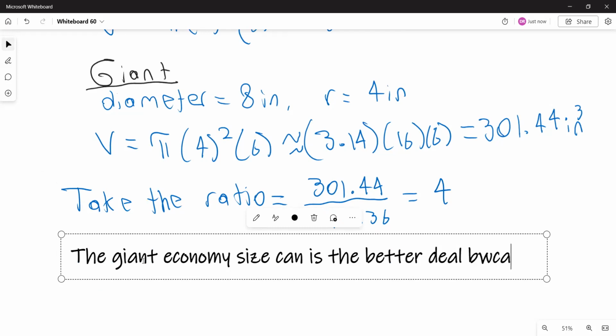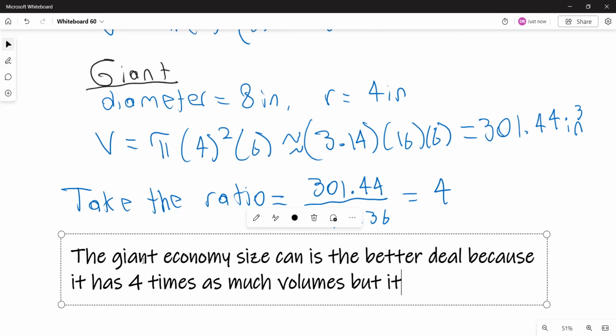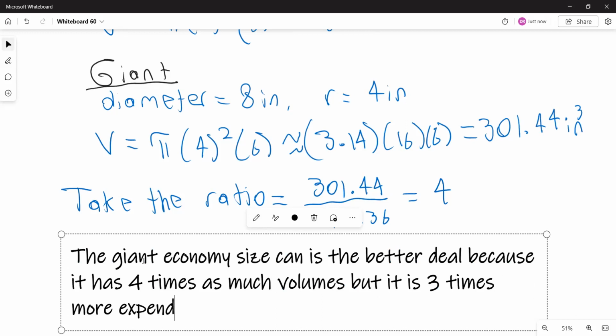Because it has 4 times as much volume, but it is 3 times more expensive, or costs 3 times as much.